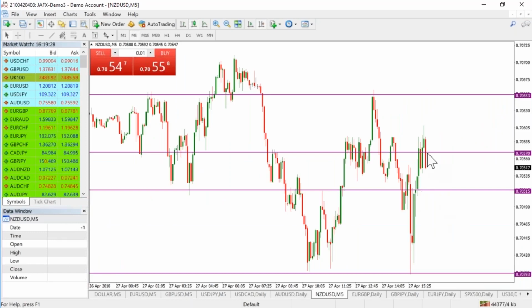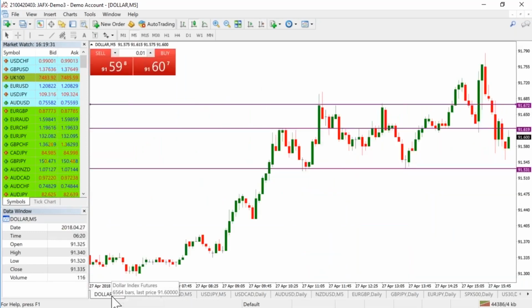The last one is the New Zealand dollar. So let's revert back to the chart. It's looking like a bit more strength is wanting to come back into the US dollar anyway.